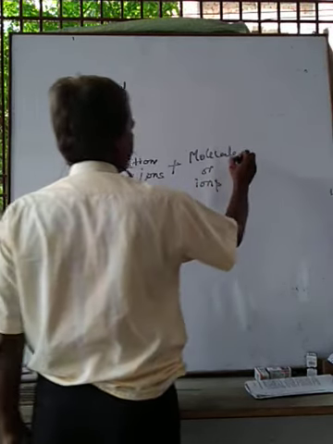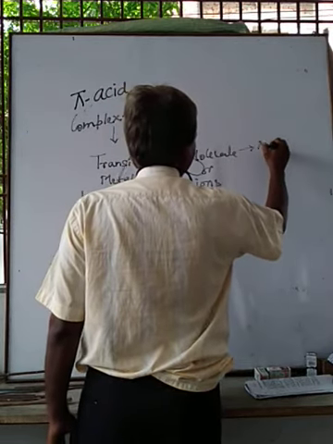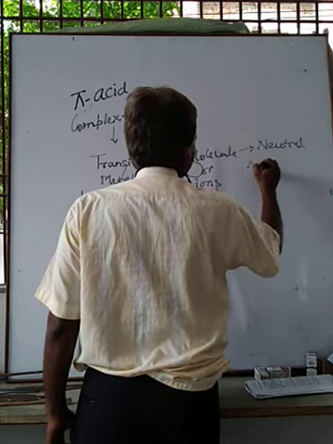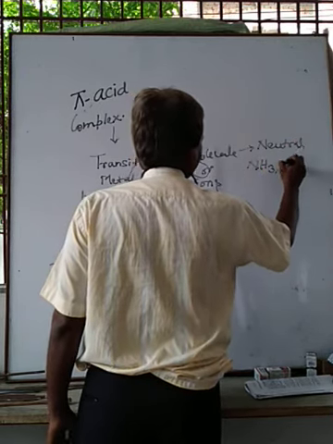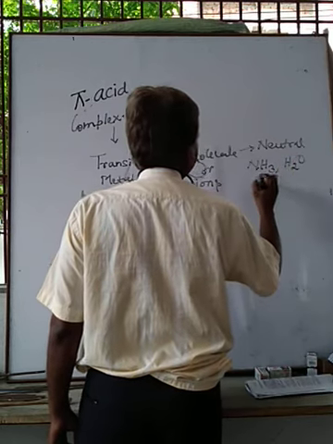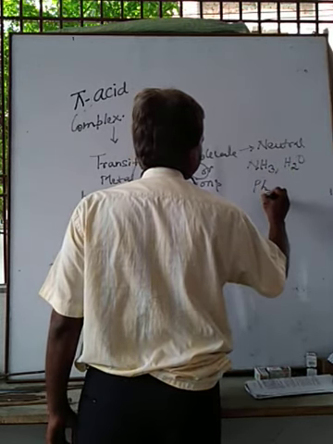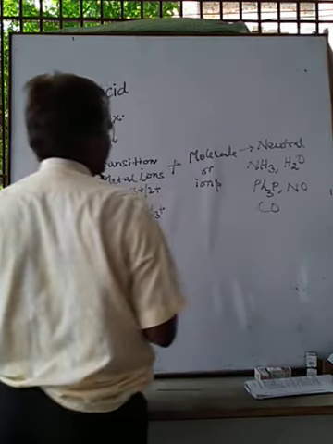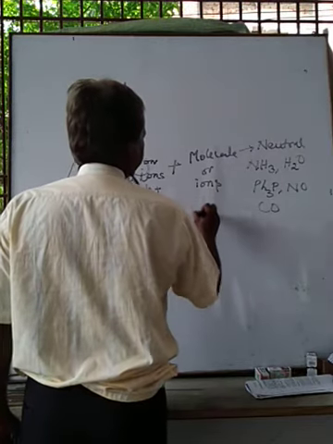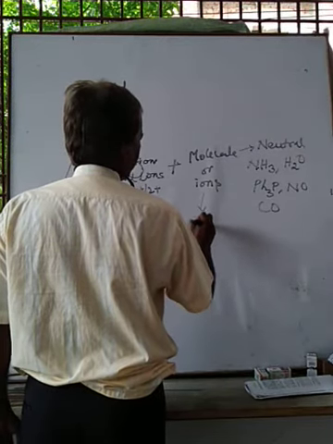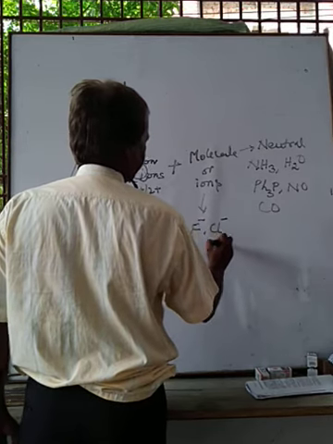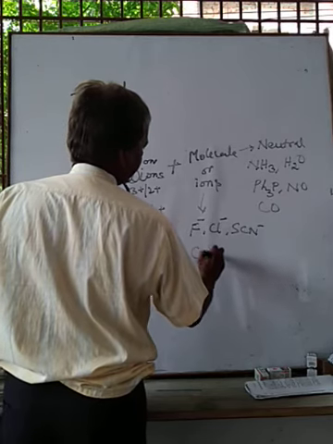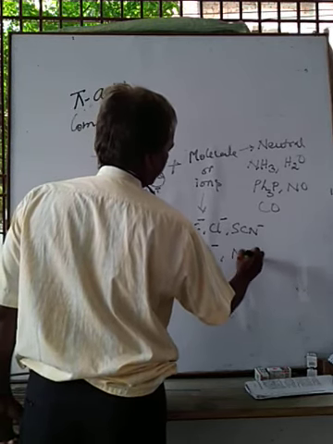The molecules may be neutral, like ammonia, water, phosphine, nitrogen, carbon monoxide, and ions like chloride, thiocyanide, cyanide, NO+, etc.